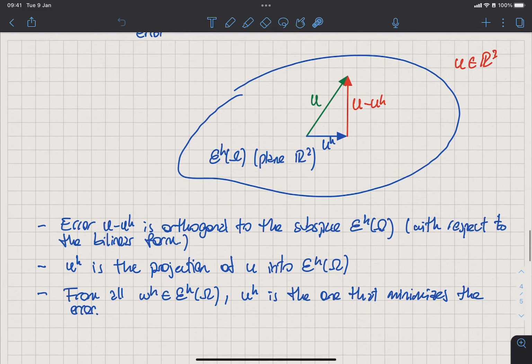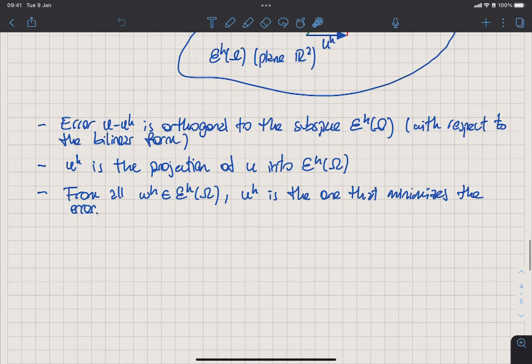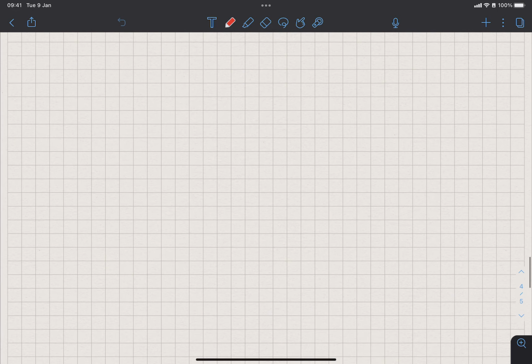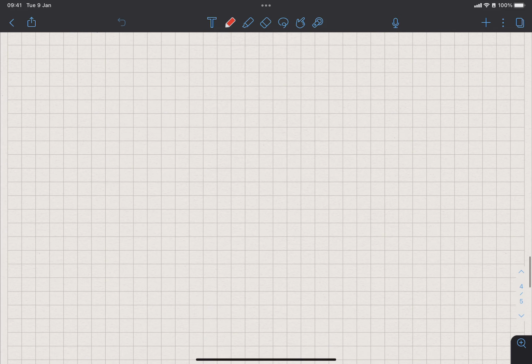So we did also the analogy in Euclidean space just to try to understand what all this meant. And now we are going to start talking about finite elements. So long to talk about finite elements. All right, let's get started.